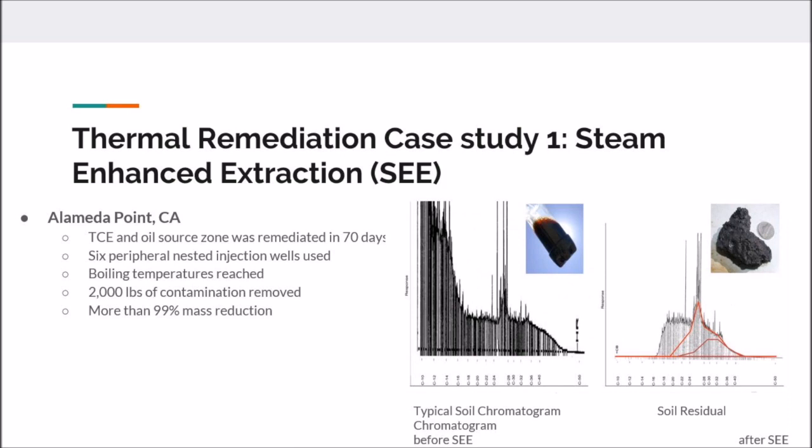Steam was injected in 2 different intervals in 6 injection wells located outside the NAPL zone as shown in Figure 1. From the central extraction well, groundwater, soil vapor, steam, and volatilized contaminants were extracted. Boiling temperatures were reached at all locations and more than 2,000 pounds of contamination was removed. Soil and groundwater sampling was conducted in the area, and indicated more than 99% mass reduction within the target treatment zone.